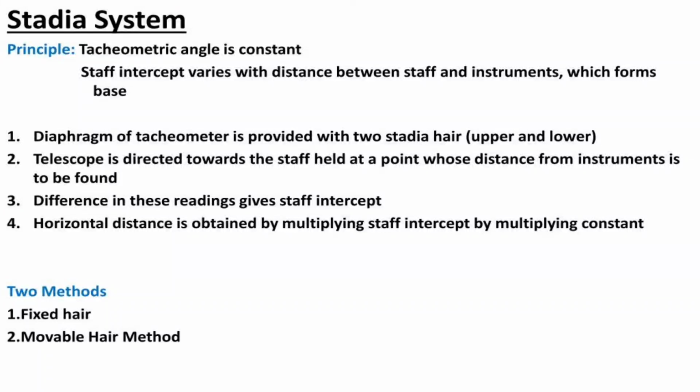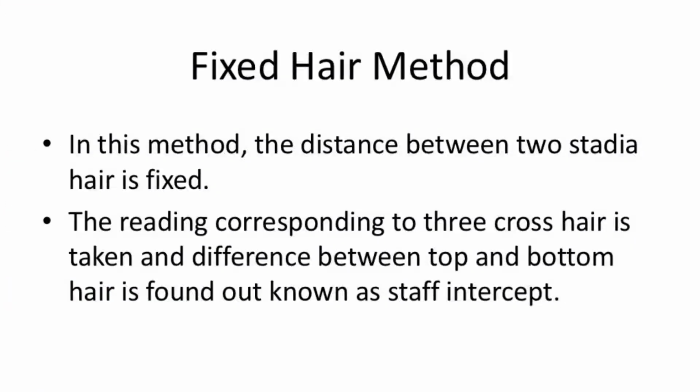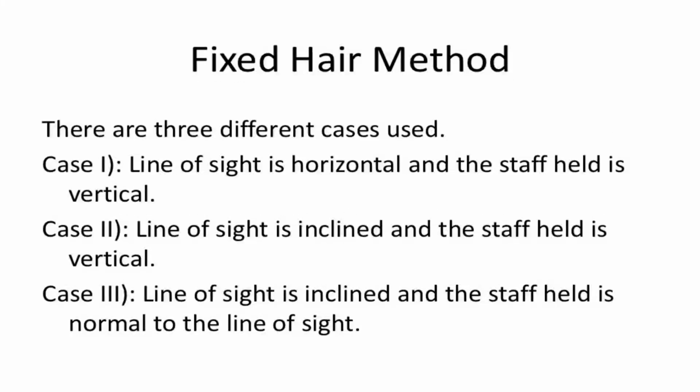The difference in these readings gives the staff intercept. Horizontal distance is obtained by multiplying the staff intercept by the multiplying constant. There are two methods. The first one is fixed hair, another one is movable hair. Fixed hair method: in this method, the distance between the two stadia hairs is fixed. The readings corresponding to these cross hairs are taken and the difference between the top and bottom hair is found out, known as staff intercept.